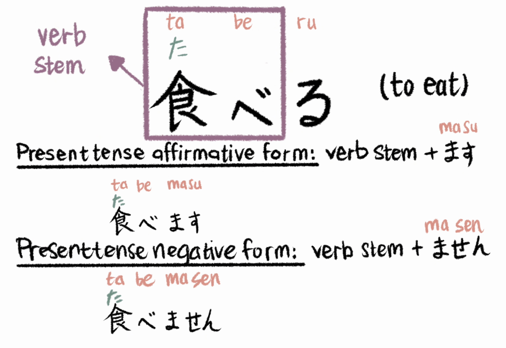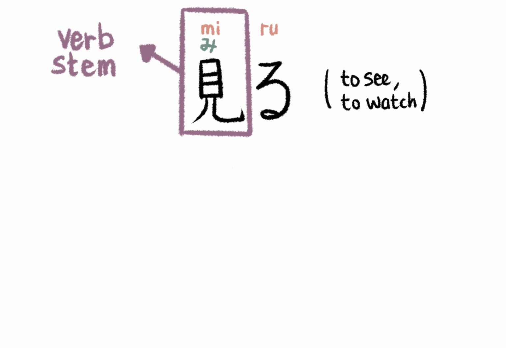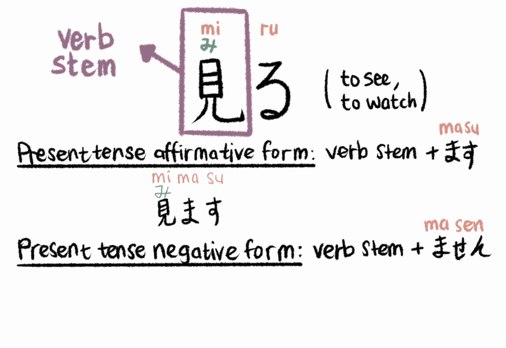Let's try another ru verb. Miru, which means to see or to watch. The verb stem of any ru verb is the part before ru. So in this case, the verb stem is mi. To conjugate a present tense affirmative form, we add masu to the verb stem. The present tense affirmative form is mimasu. To conjugate present tense negative form, we just need to add masen to the verb stem. The present tense negative form is mimasen.